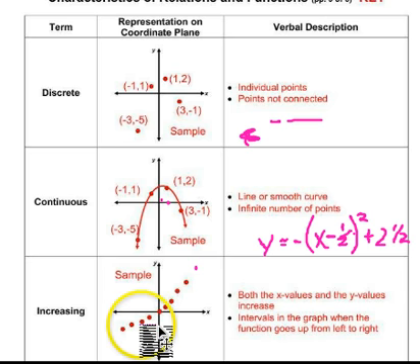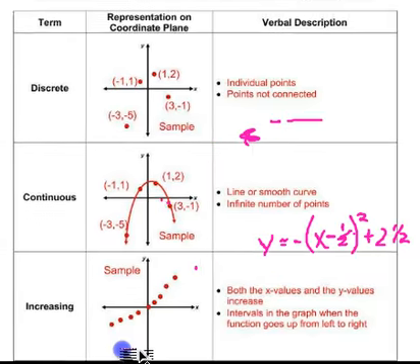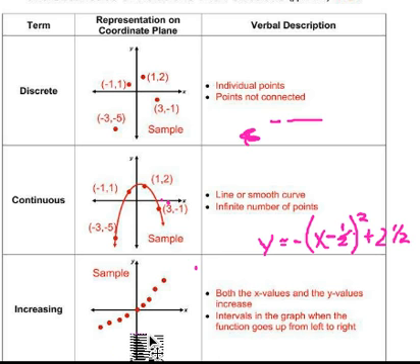So we're going to look at where some of the graphs go up, and they'll go up for a little bit, and then they'll start to go down, and those would be 2 different intervals, and we'll look at that tomorrow. All right, let me pause there.